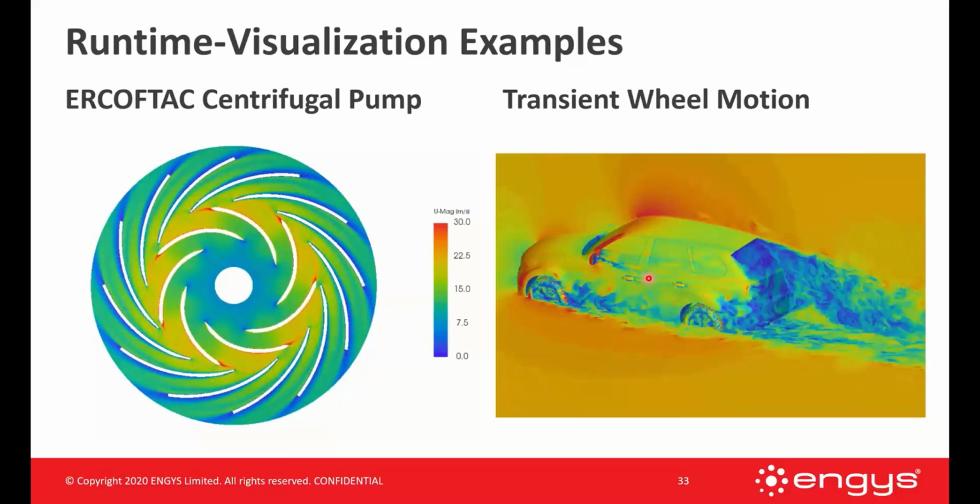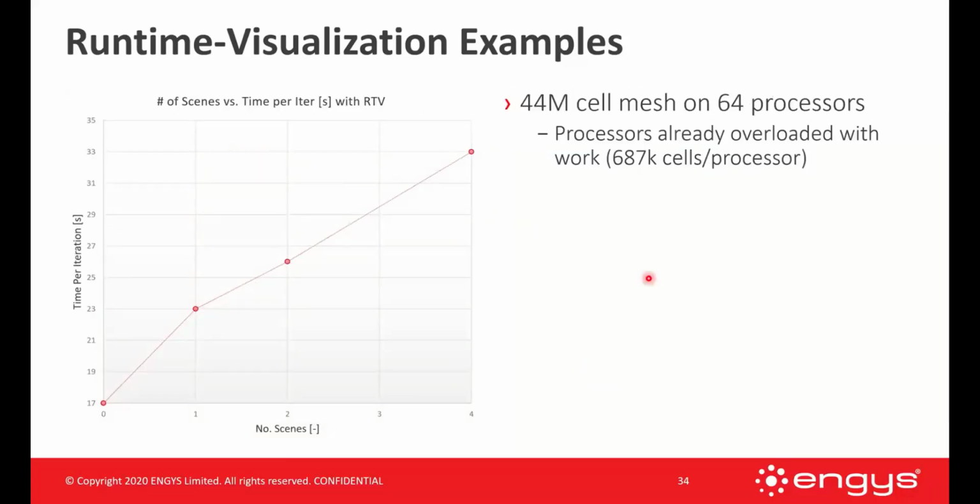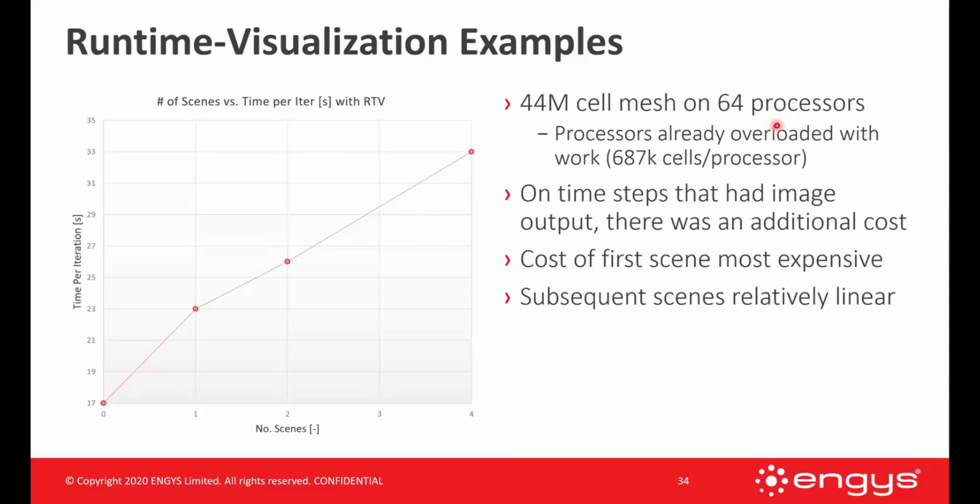So the first question that people often ask is, oh, how does this scale? So if we took a case for automotive, this is very small. So 44 million cells on 64 processors. So the processors in this case are already overloaded with work. So there's around 687,000 cells for each processor. So I'd say this is kind of an atypical overloading on the processors, and we really wanted to stress it just a little bit to see if we could get some interesting numbers.